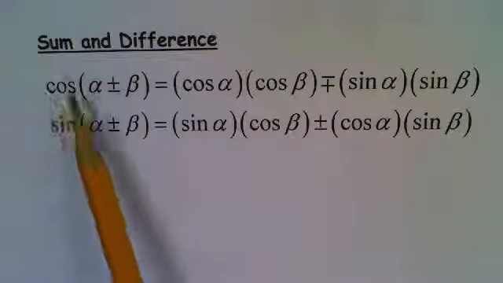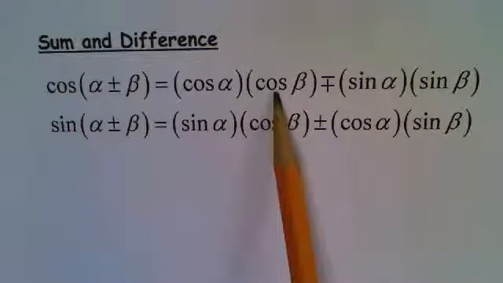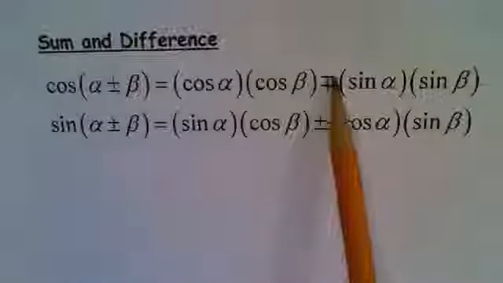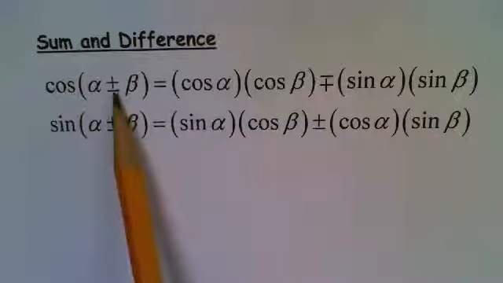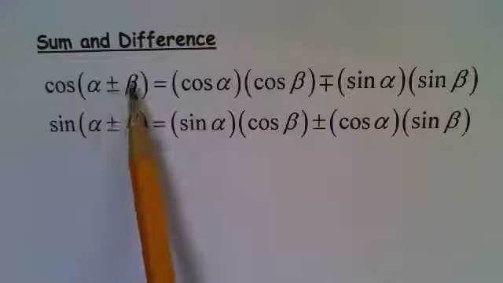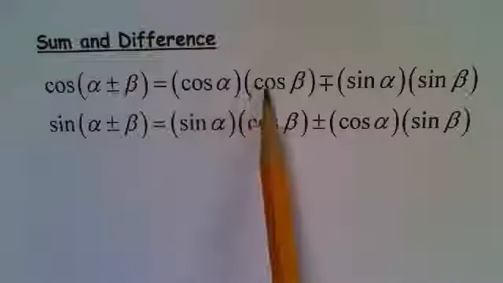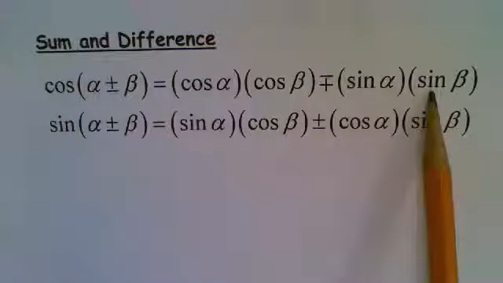So if you have the cosine of alpha plus beta, it's going to be the cosine of alpha times the cosine of beta minus sine of alpha sine of beta. If you're going to use the minus sign down here, you use the bottom sign, so the cosine of alpha minus beta will be the cosine of alpha cosine of beta plus sine alpha times sine of beta.